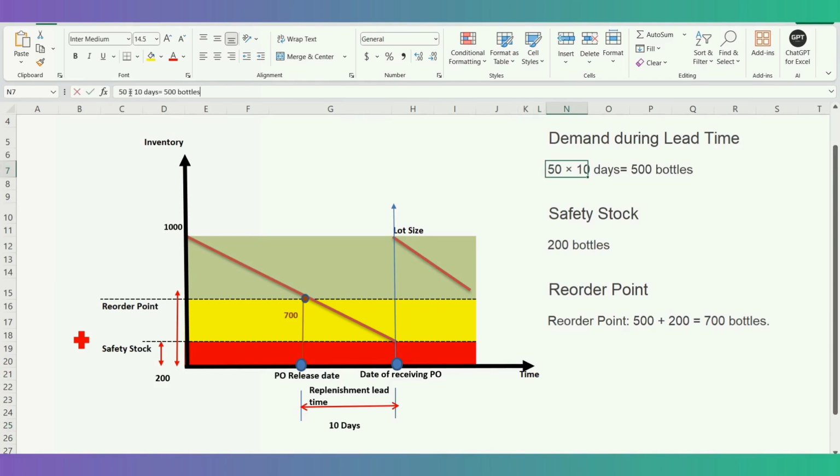Alright, so in the exercise we mentioned what is the daily consumption demand. It's 50 units. The supplier's delivery lead time is 10 days. So we have 500 bottles, which is the point. Well, I was going to say error point, but it's the demand we have over 10 days.